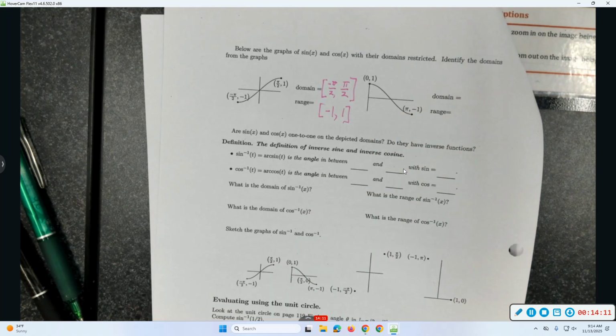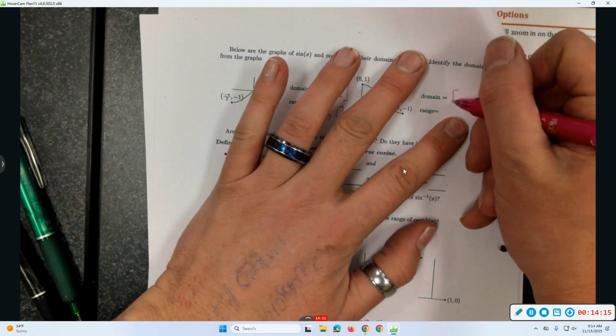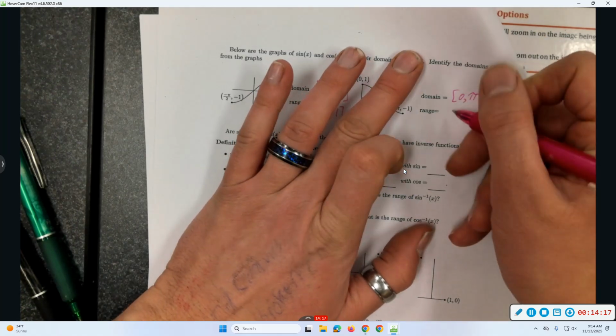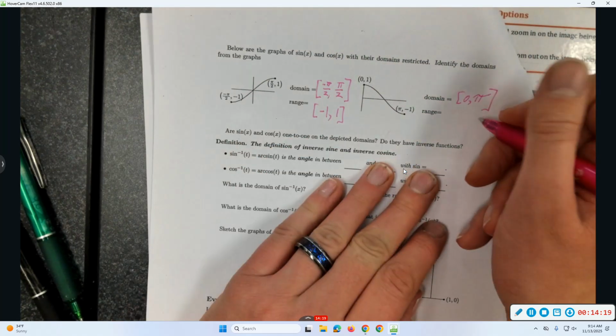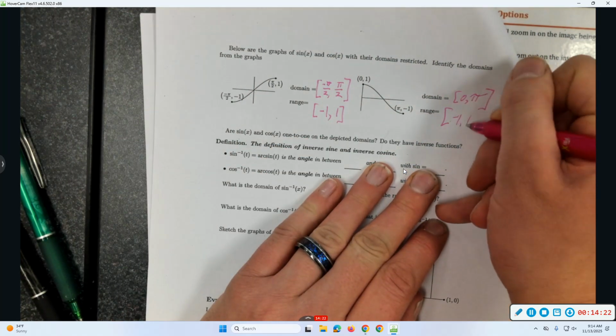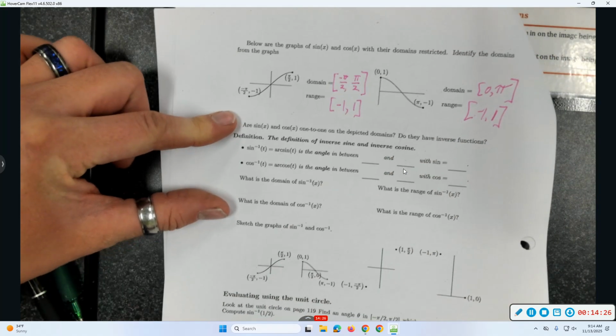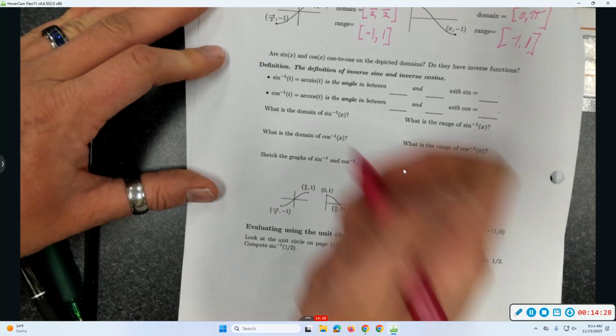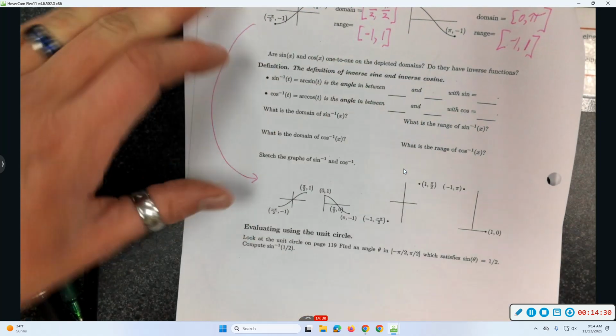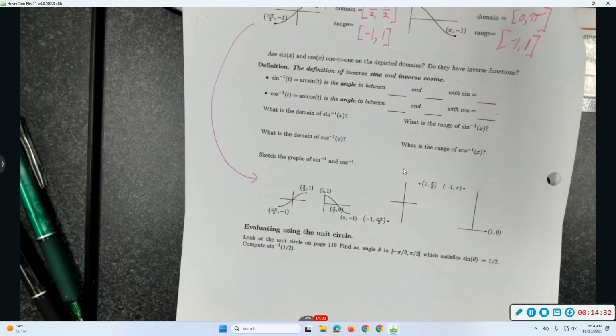Answer the same question. What's the domain now? 0 to pi. And its range? -1 to 1. And I'm going to come back up to this, the definition bit. So I told you what the inverse trig function should be. I'm going to invert those functions.